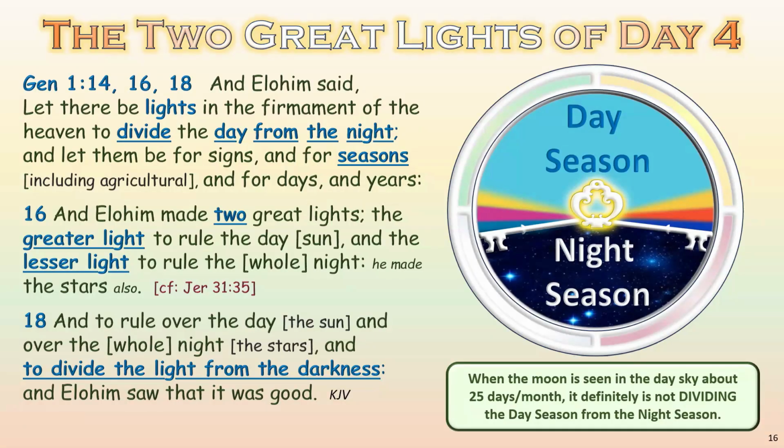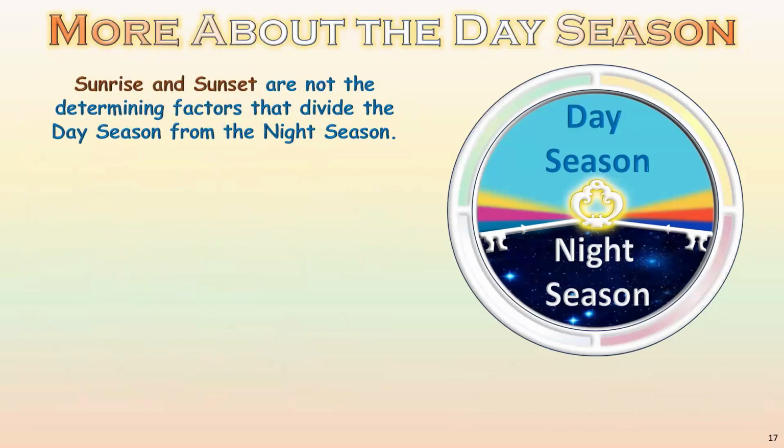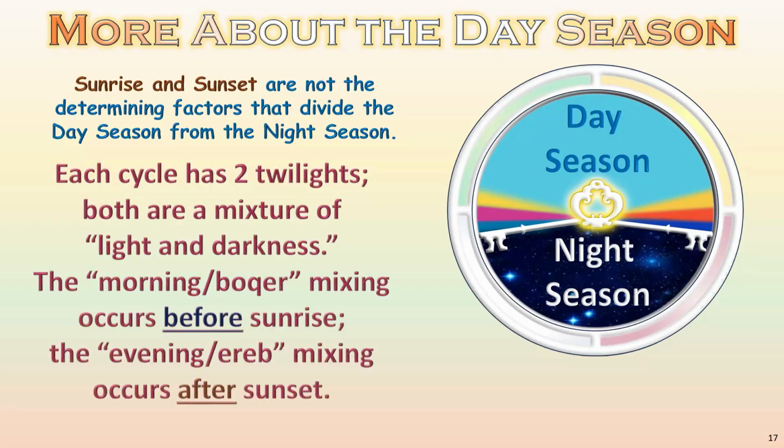When the moon is seen in the day sky about 25 days of the month, you know it definitely is not dividing the day season from the night season. Start watching that moon. It's in the day sky at least 25 days of the month. It cannot divide. But there's more about the day season. Sunrise and sunset are not the determining factors that divide the day season from the night season. There's something else going on.